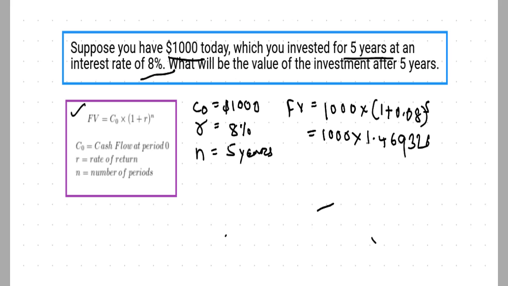So 1.08 to the power 5 is 1.469328. So 1000 into 1.469328 is 1469.33.